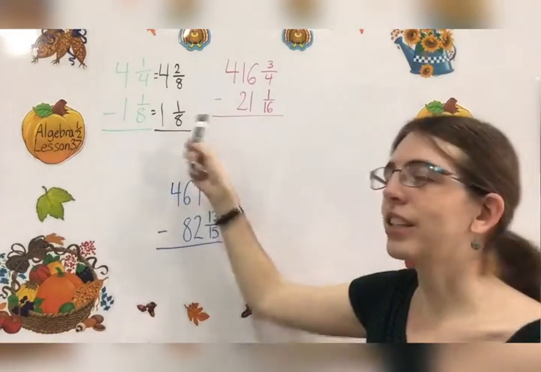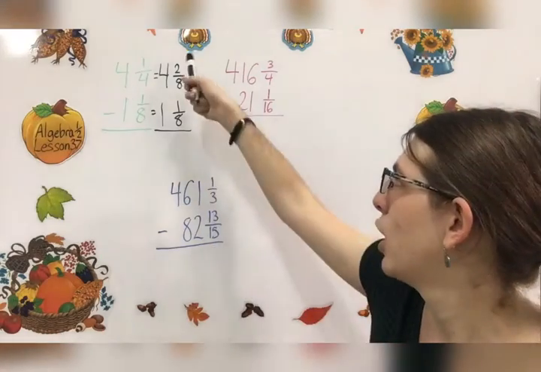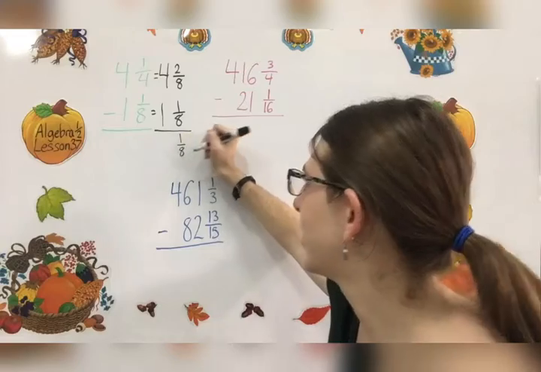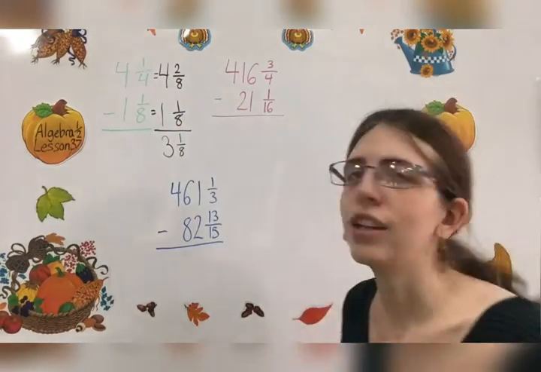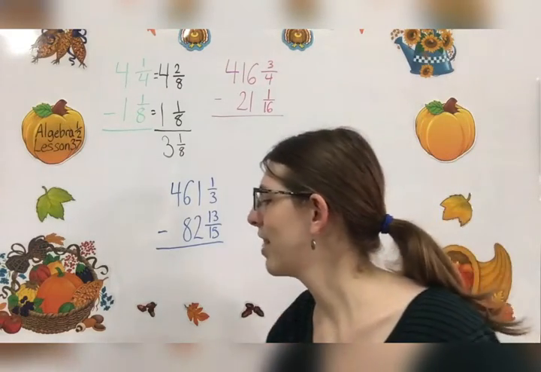Here my numerator is still greater than my denominator, so I can go ahead and subtract with no problem. 2 minus 1 is 1. My denominator doesn't change, so it's still 8. 4 minus 1 is 3. So 3 1/8 is your final answer. All right, let's try this one.